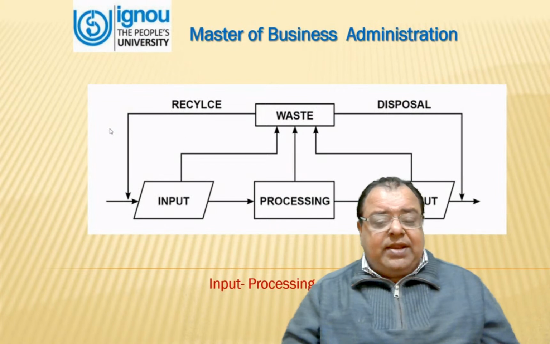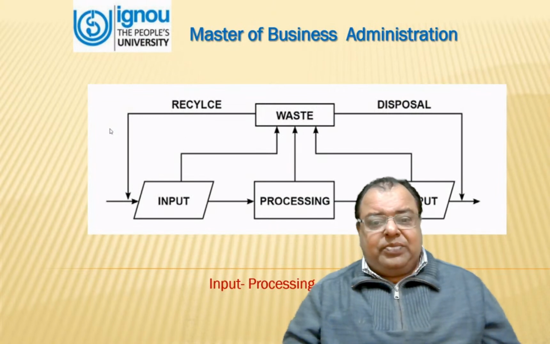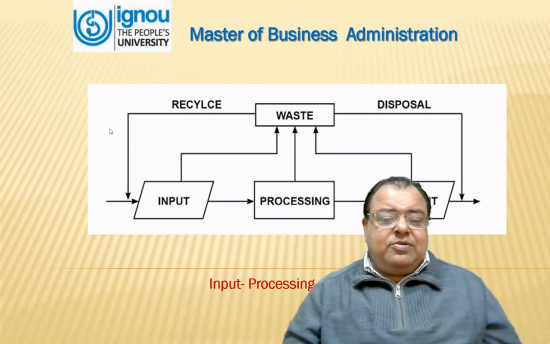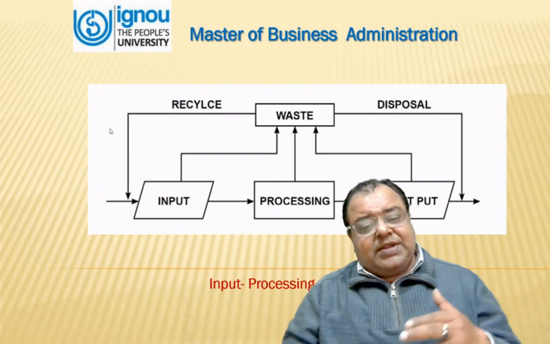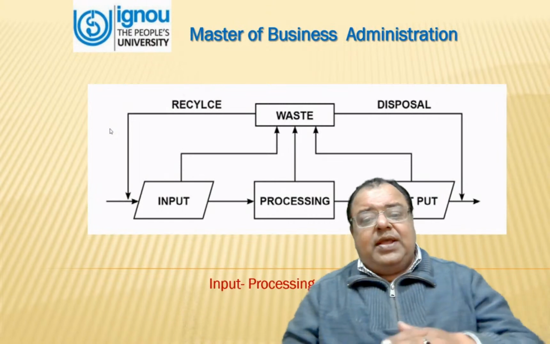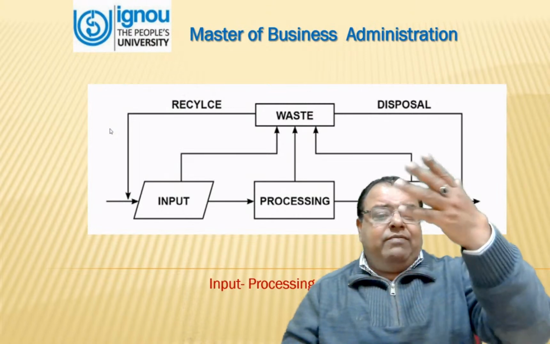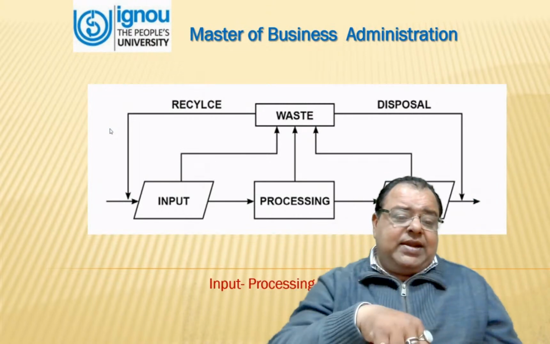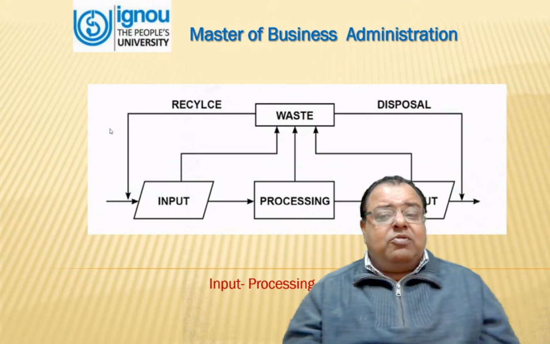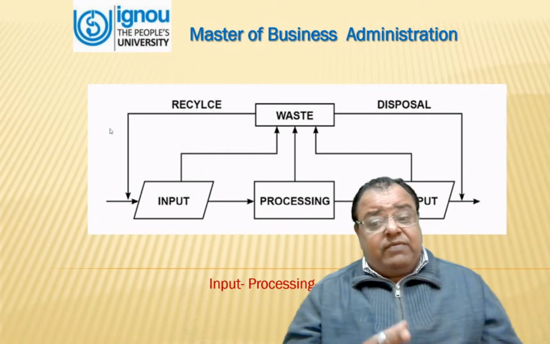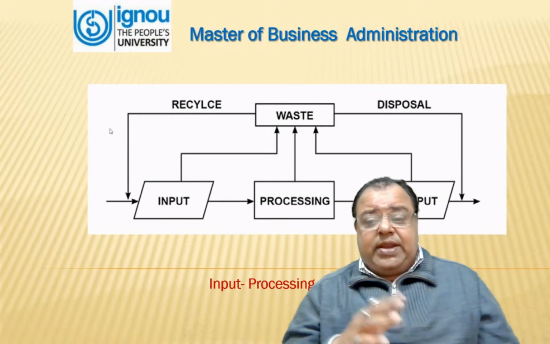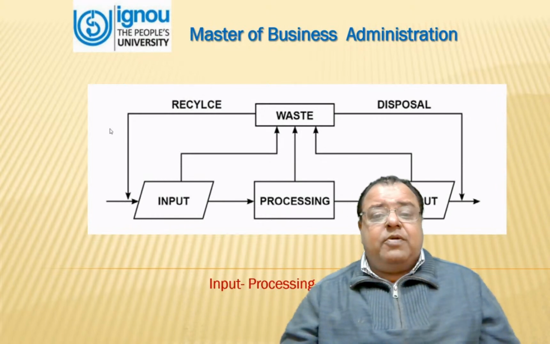You can see the input, processing, output system. The diagram shows input is there, processing is done, and the output comes. During the processing, we have waste. The waste can be recycled; again, it could be brought back to the input. And if it's total waste, nothing can be planned or expected from it. It can be sent to the output.